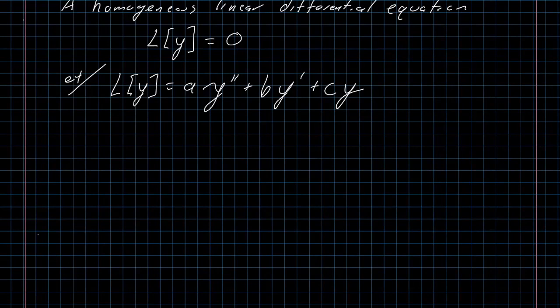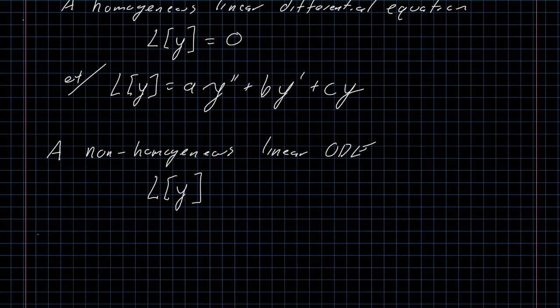And a non-homogeneous linear ordinary differential equation has the same left-hand side, but on the right-hand side, instead of having zero, we have something. So assuming that y is a function of t, we have some other function of t over here.